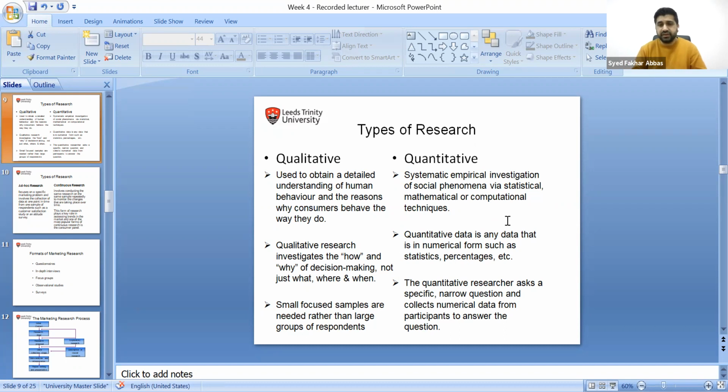Quantitative researchers ask specific, narrow questions and collect numerical data from participants to answer those questions. Different companies use different questions, lay out their answer sheets, and then prepare numerical data. Those companies then use that data for modification of their product or for any other organizational purpose.